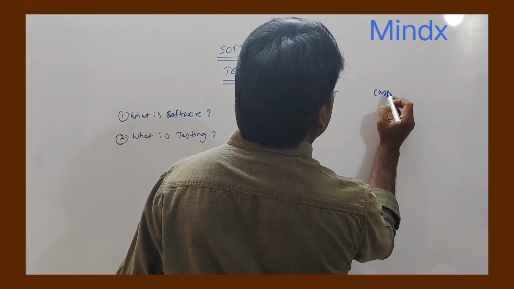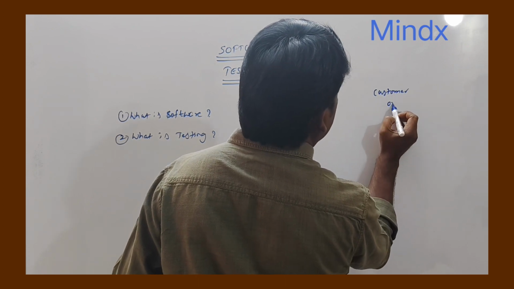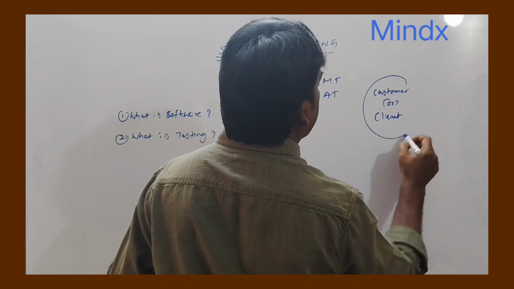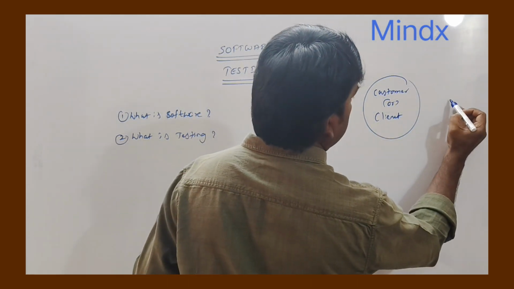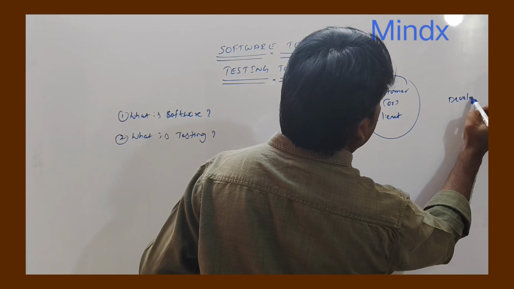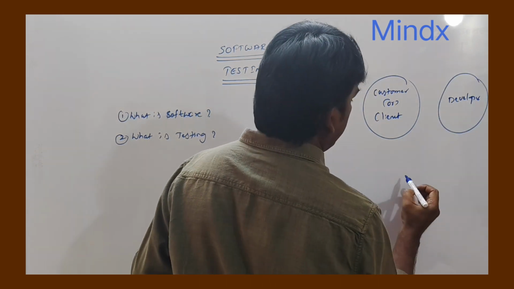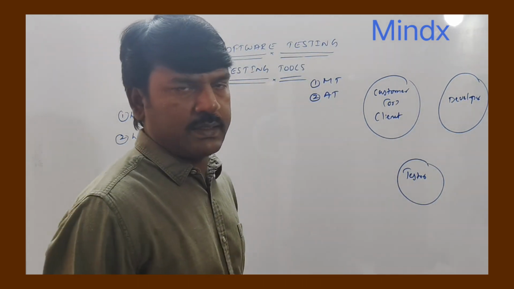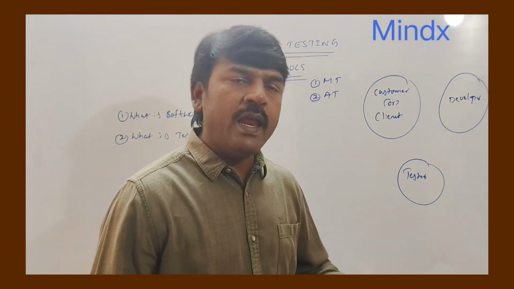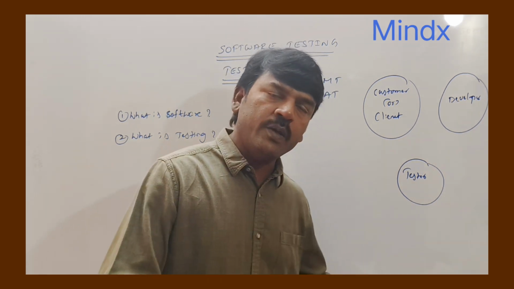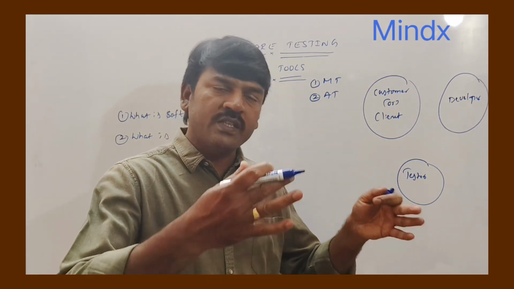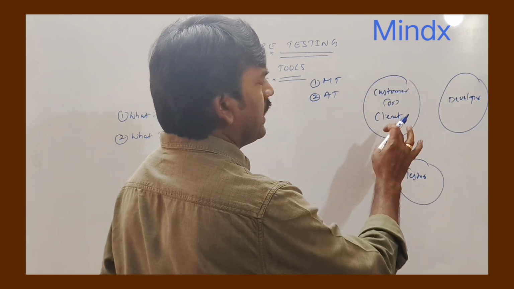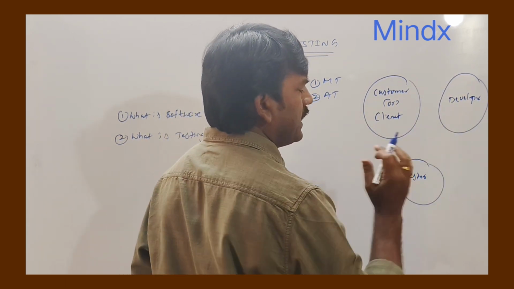So what are the three members? One is the customer or client, one more member is the developer, and one more member is the tester. With the help of these three members, any application is getting into the market, into this real world.